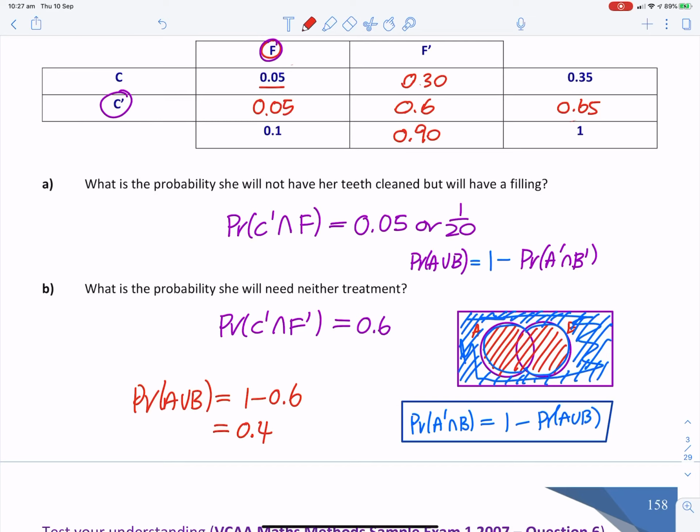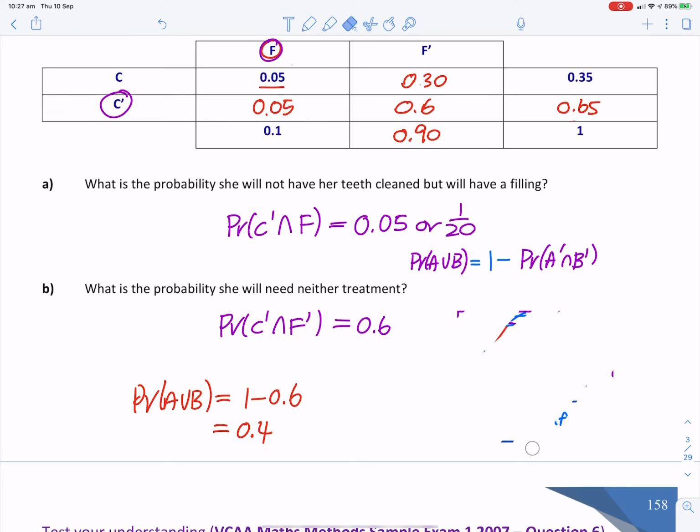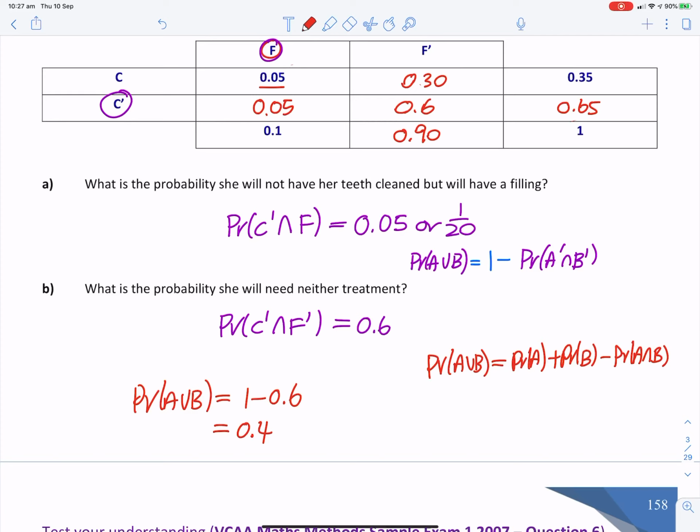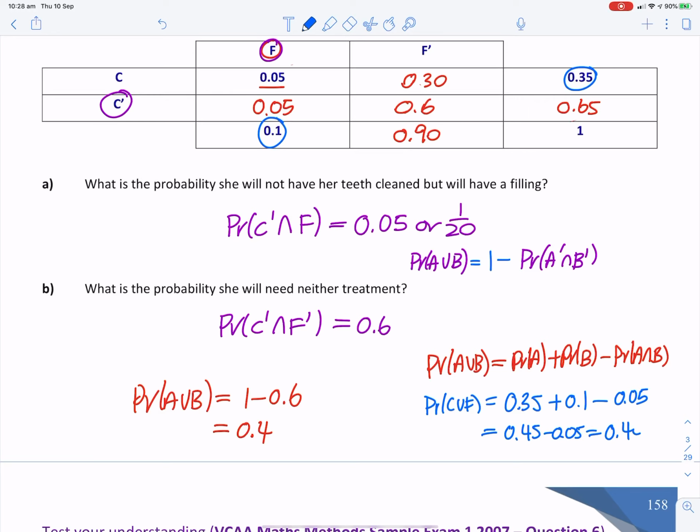We could also prove that by the addition rule. We know the probability of A or B is the probability of A plus the probability of B minus the probability of A intersects B. In this case, we're going to say the probability of C or F. That's the probability of C, which we know is 0.35, plus the probability of F, which we know is 0.1, minus the probability of C intersects F, which is 0.05. If we add them together, we get 0.45 minus 0.05, which is 0.4. But you can see that's much faster. So it's a really good rule to know.